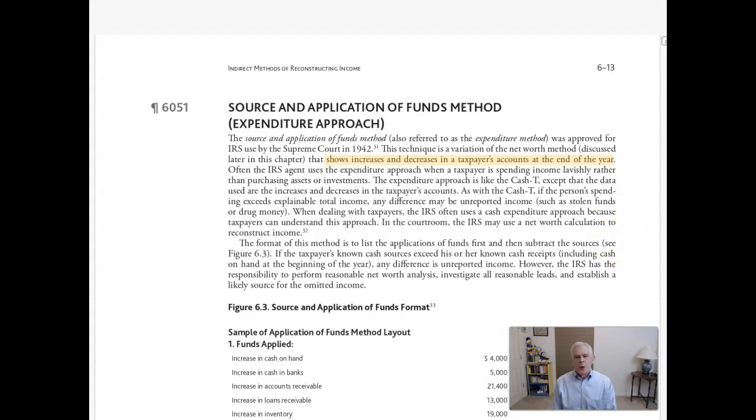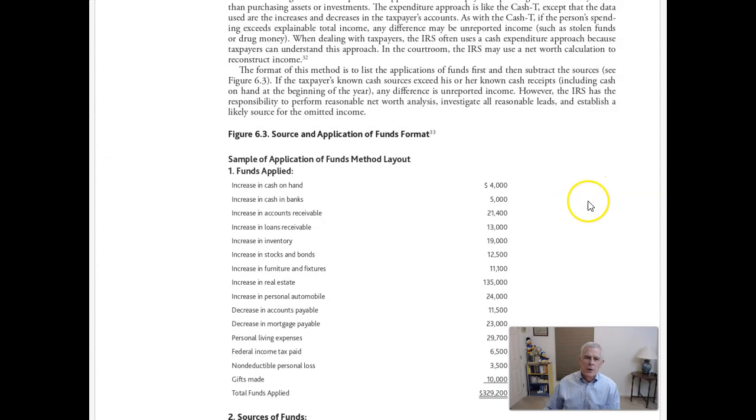Let's get into another way to see if there is any unreported income. This is the source and application of funds method. And you see I have highlighted here, it shows the increases and decreases in taxpayers' account at the end of the year. Okay, what are we talking about?